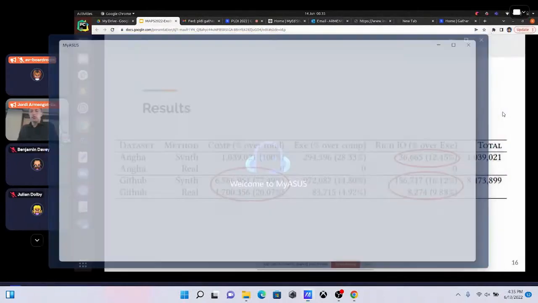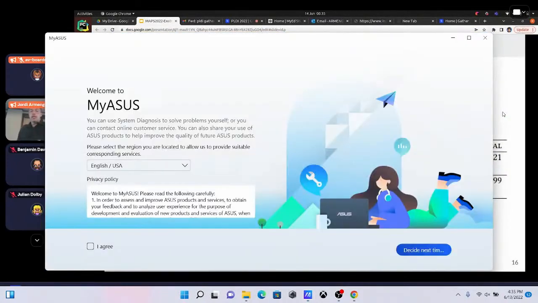And these are the results on ExeBench and GitHub. And basically, we get about 300,000 executable functions in ExeBench. And of these, about 36,000 are with rich input-output pairs. And in GitHub, the numbers are bigger because the original dataset is also bigger. We get about 156,000 executable functions with rich input-output pairs.